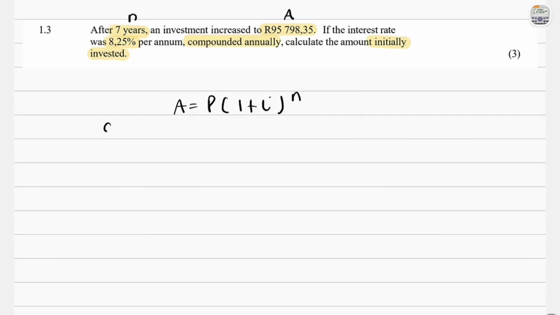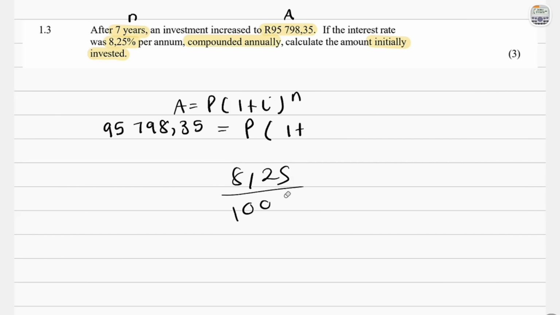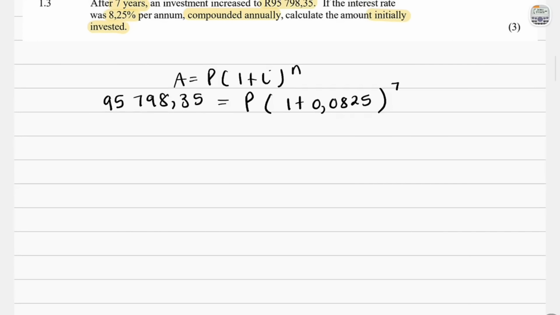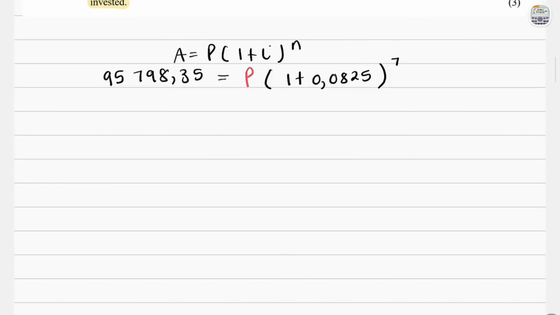So A is equal to 95,798.35 is equal to, and we're looking for P, and we'll say 1 plus the interest was this, but remember it's percent, so you're going to say 8.25 over 100. As a decimal, this is 0.0825, and then raised to the power of 7 because it was a time period of 7 years. So the goal is to get to P. How do we get to P in this equation?